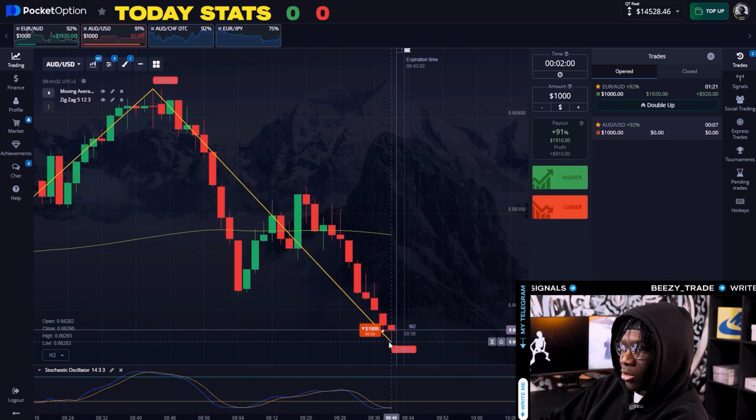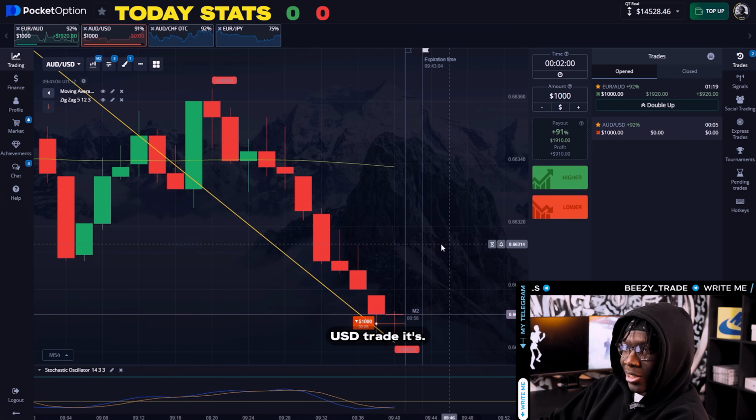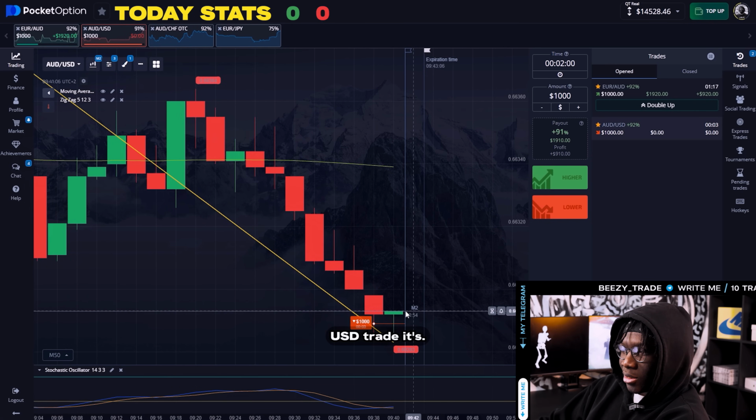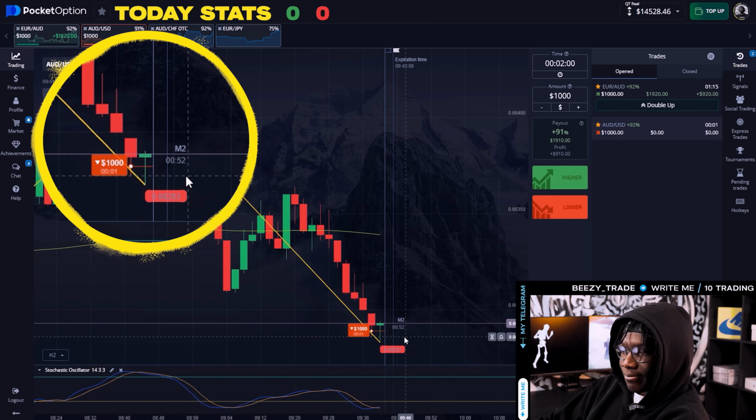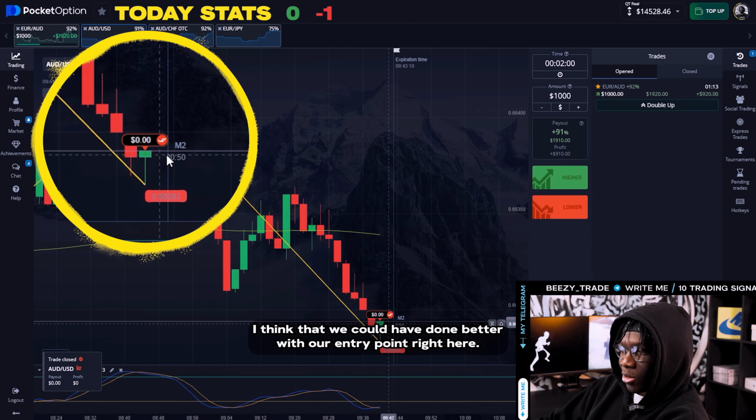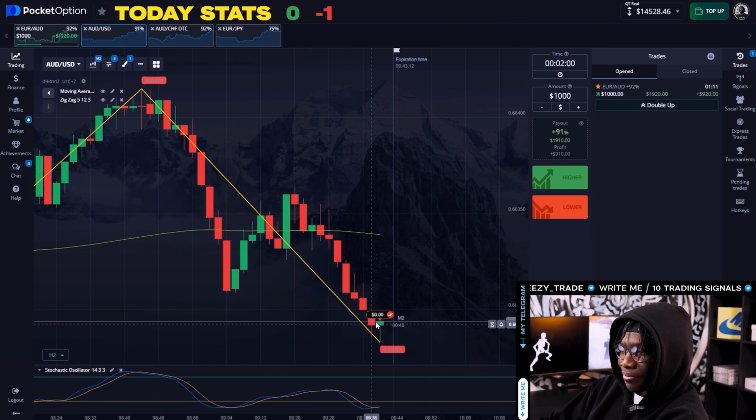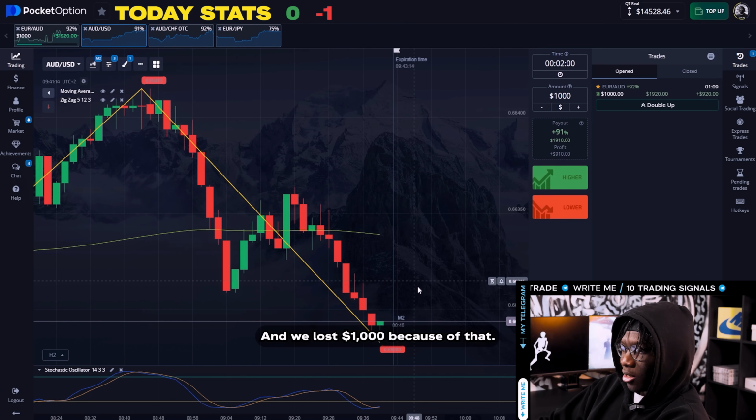When it comes to our AUD/USD trade, I think that we could have done better with our entry point right here, and we lost $1,000 because of that.